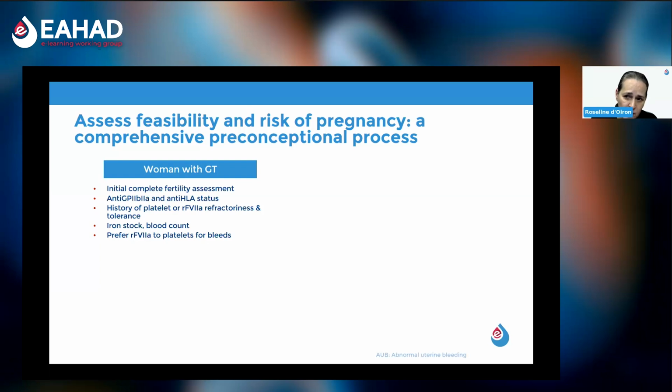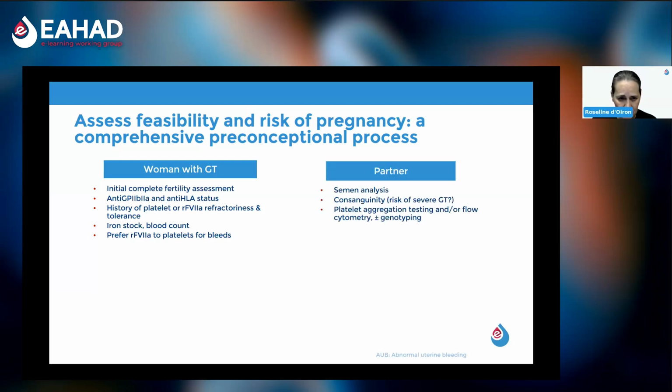You have to be aware that prior to embarking on a pregnancy, it is needed to have the most complete iron stocks and a normal hemoglobin level. And you would maybe prefer 7A to treat the bleedings to avoid immunizations prior to a pregnancy. It is also important to have an assessment of the partner, and especially a semen analysis, not to cause any risk without any chance of pregnancy, for example, in case of azoospermia in the partner. And also to have some genetic counseling in case of a partner coming from the same community.